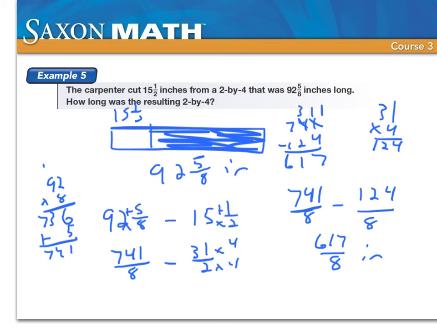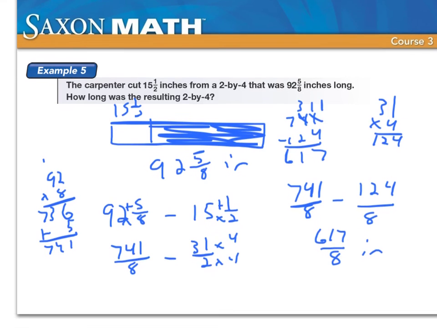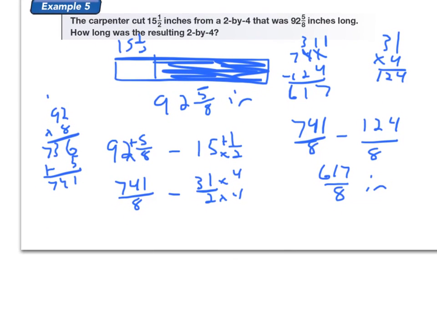Now, this is a real-world example, so does it make sense to report inches like this, 617 over 8? No, the answer is no. So this is a case where we want to report this as a mixed number. Okay? Real-world example. So let's report that as a mixed number.